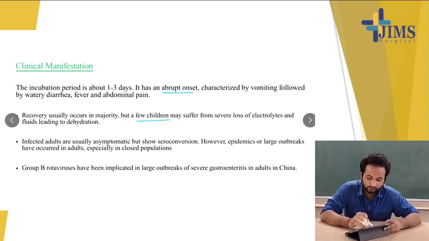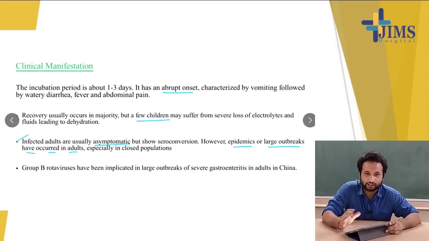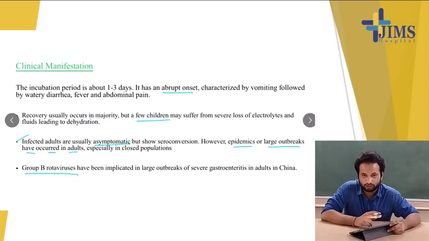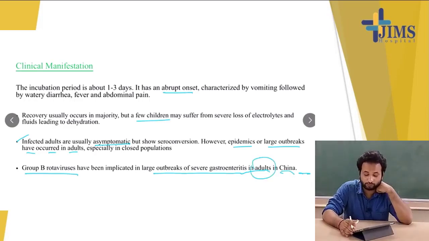So infected adults are usually asymptomatic, but they show seroconversion. However, epidemics and large outbreaks have occurred in adults, especially in closed populations. Okay, so the important thing is infected adults are usually asymptomatic, but can show seroconversion. Now group B rotavirus, as we talked about in the earlier overview chart, has caused a large outbreak of severe gastroenteritis in adults in China. Okay, so group B has caused it only in adults. Group A generally causes disease in children and older adults.